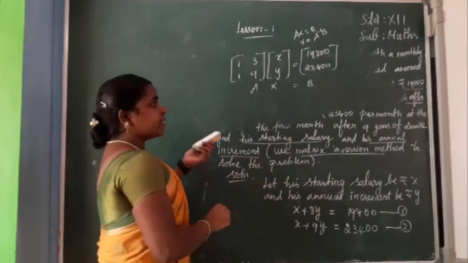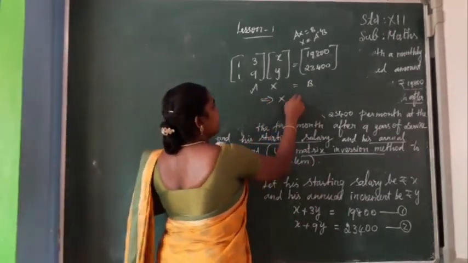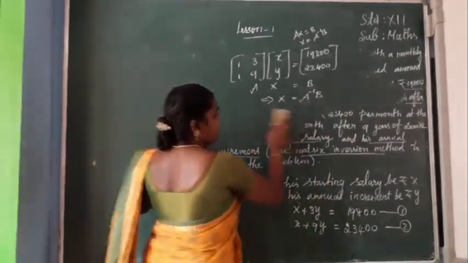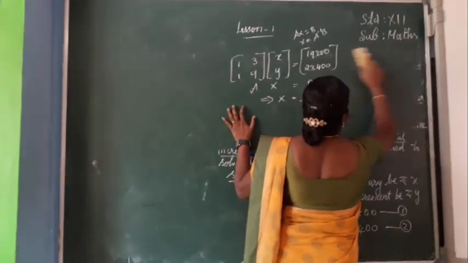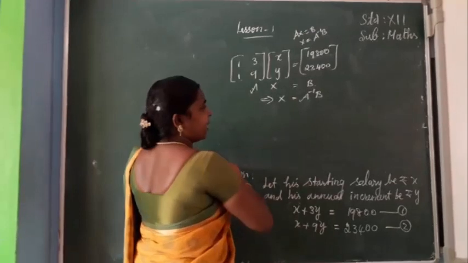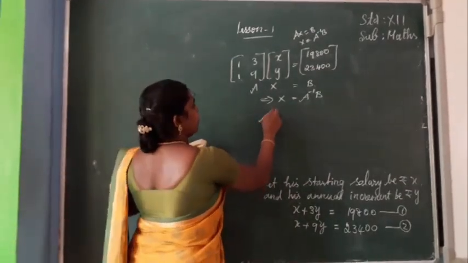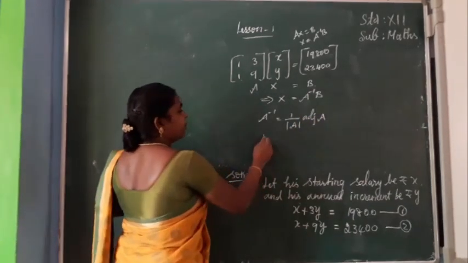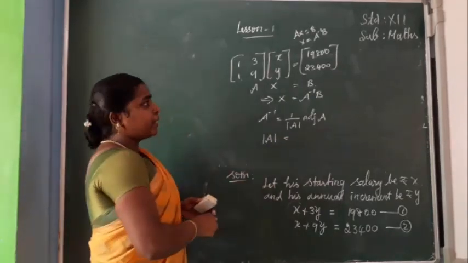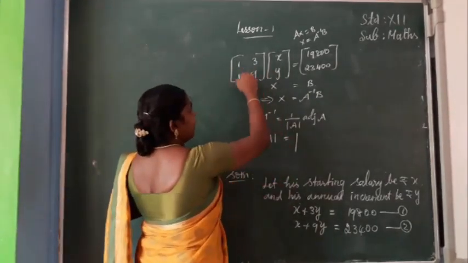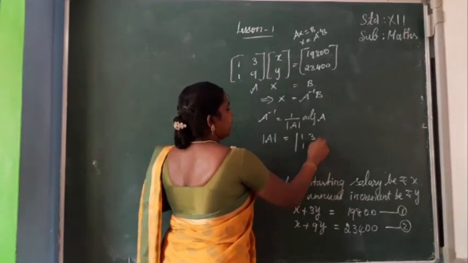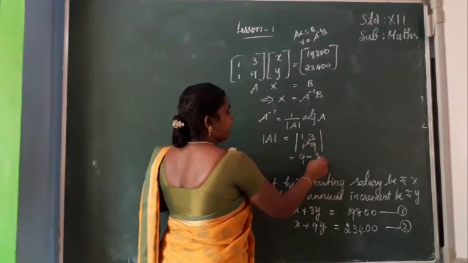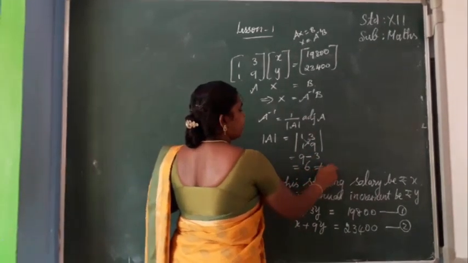Next, X equal to A inverse B. Clear? Next, the A inverse formula you know: A inverse equal to 1 by determinant A into adjoint A. First you find the value of determinant A. Determinant A equals the determinant with elements 1, 3, 1, 9. So 1 into 9 is 9, minus 1 into 3 is 3. So 9 minus 3 is 6, which is not equal to 0.